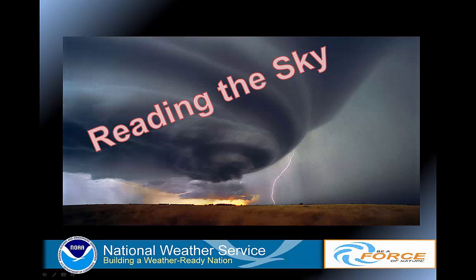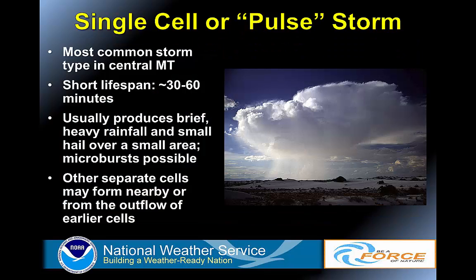As a storm spotter, you need to know how to read the sky, especially when you see a thunderstorm. There are three basic types of thunderstorms. The first type is the single cell, and this is the most common thunderstorm type here in central Montana. A single cell thunderstorm has a short lifespan that often lasts 30 to 60 minutes.